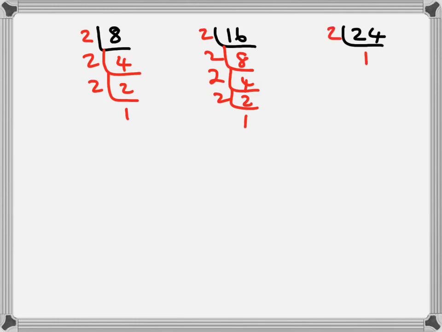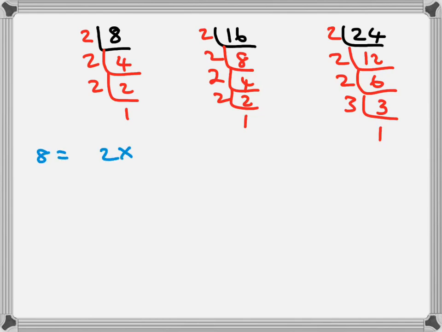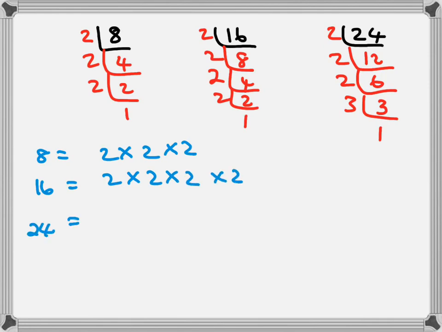2 goes in there 12 times. 2 goes in there 6 times. 2 goes in there 3 times. And 3 goes in there once. Let's list the different factors, the prime factors. So 8's prime factors are 2 times 2 times 2. 16 is 2 times 2 times 2 times 2. And 24 is 2 times 2 times 2 times 3.